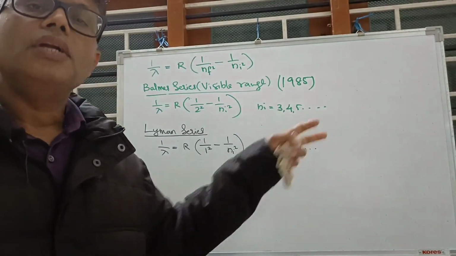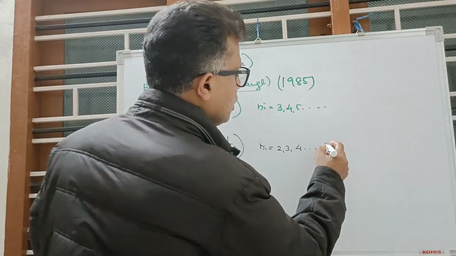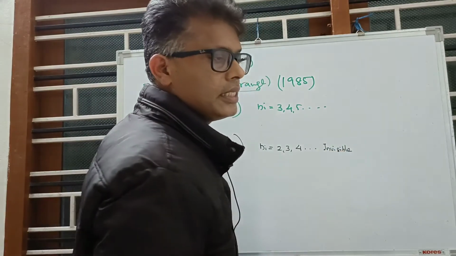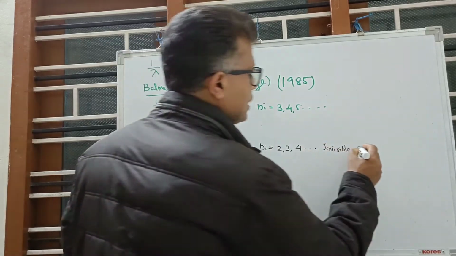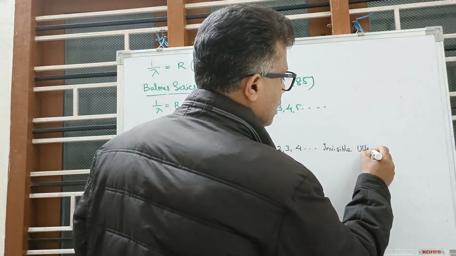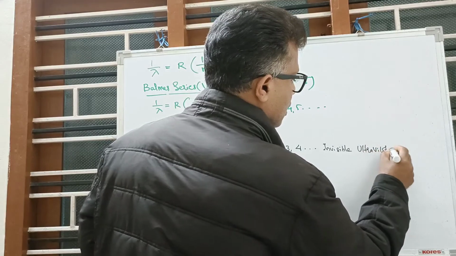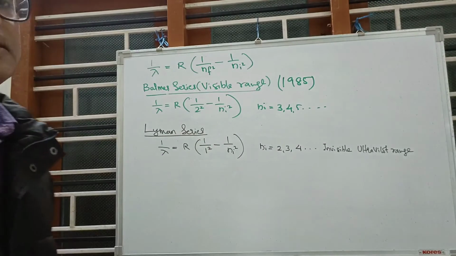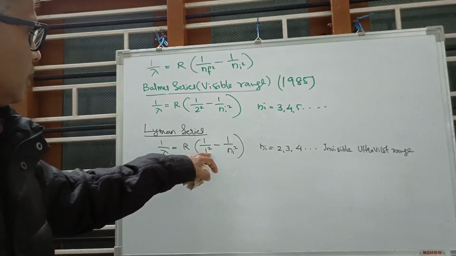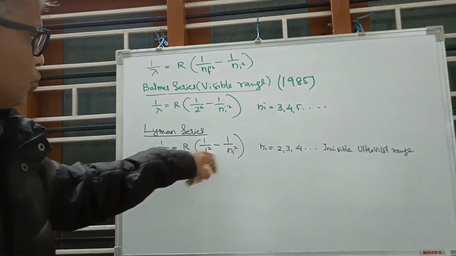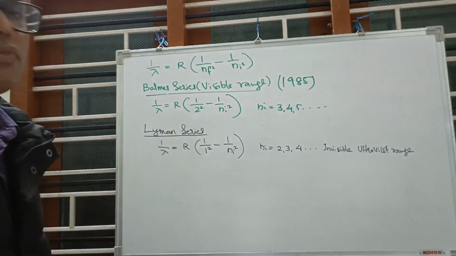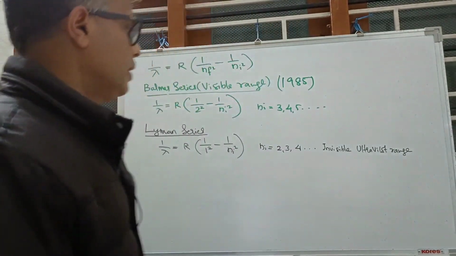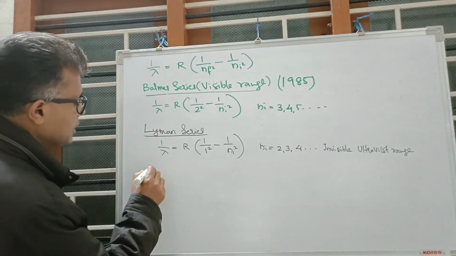Is it visible? No, it is invisible. Which range is it? It is below the ultraviolet range. Clear, no? That is how the Lyman series is made. So it is 1 by lambda R. It is jumping from the second orbit to the first orbit, third orbit to first orbit, fourth orbit to first orbit. Clear, no? Okay. Now the second one is the Paschen series.